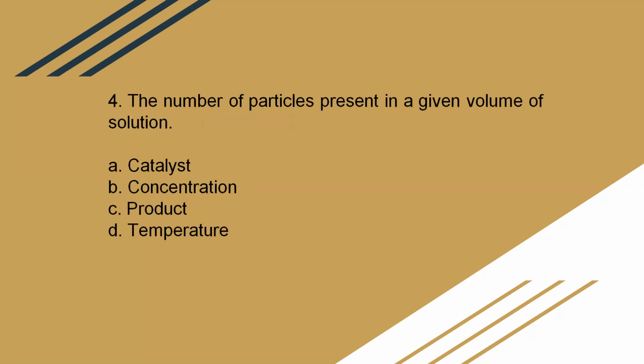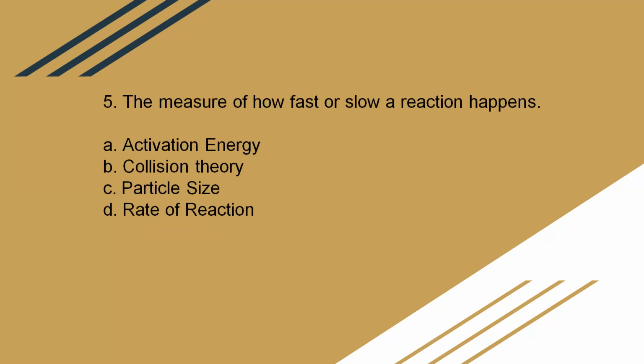4. The number of particles present in a given volume of solution. A. Catalyst. B. Concentration. C. Product. D. Temperature. So the answer is letter B. 5. The measure of how fast or slow a reaction happens. A. Activation energy. B. Collision theory. C. Particle size. D. Rate of reaction. The answer is letter D.